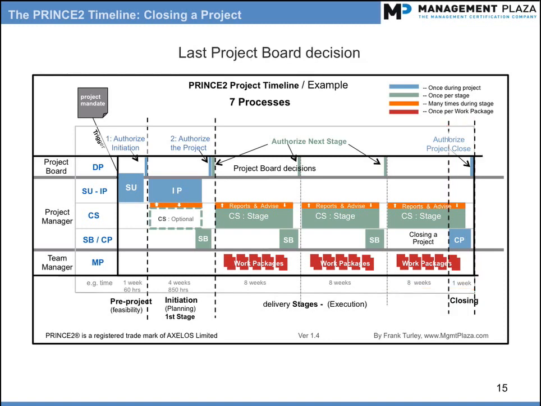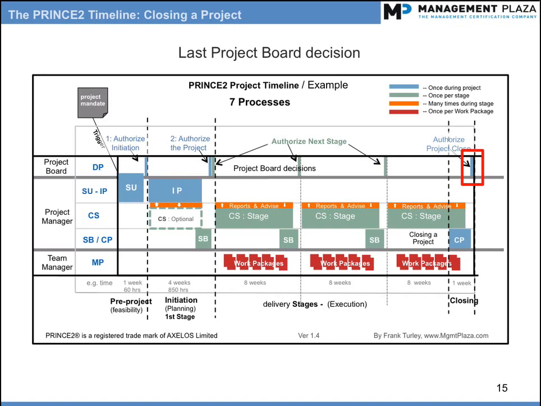Topic: Authorize project closure. The last decision the project board will take is to close the project. This is known as Authorize project closure. Before taking this decision, they will do the following. Review the baseline documents, such as the business case and the project plan, with the current documents to see how the project has performed compared to the original goals.